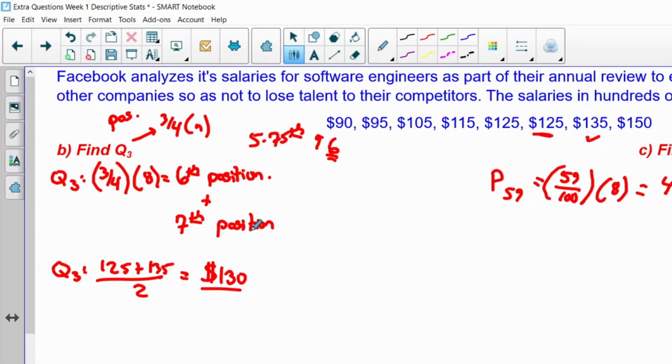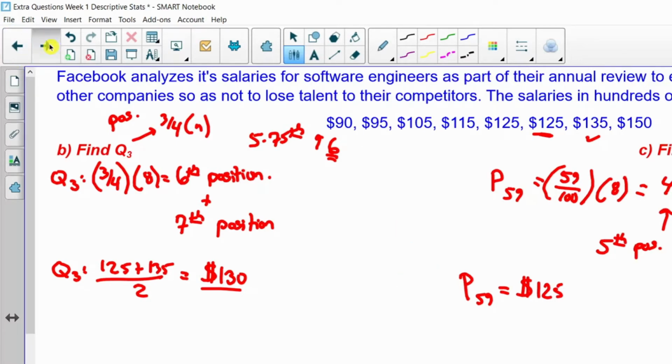So what does that mean for us? If we get exactly an integer, then we have to average that position and the next one. If we get a decimal, what we do is we round up. So we say, well, this is going to be the 5th position. And we go count it up, as long as they're in order from least to greatest, 1, 2, 3, 4, 5. So the 59th percentile is 125. There you have it. Perfect.